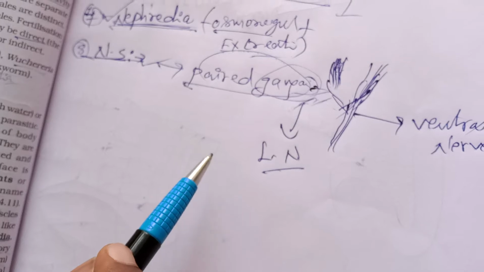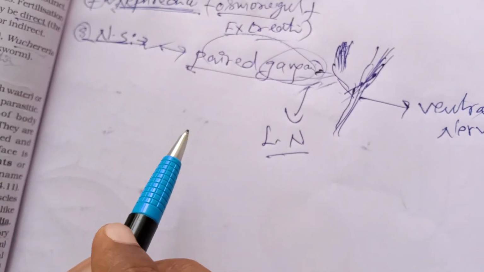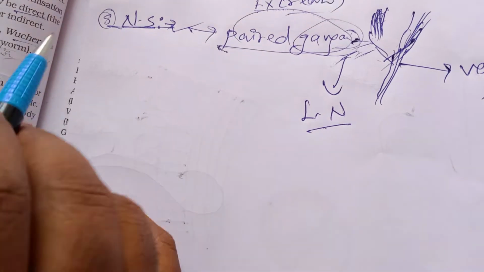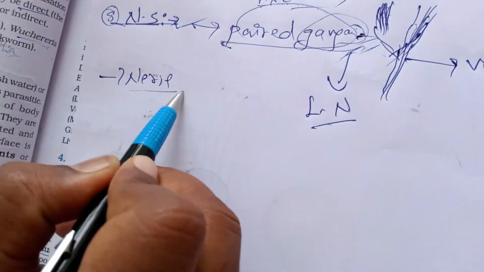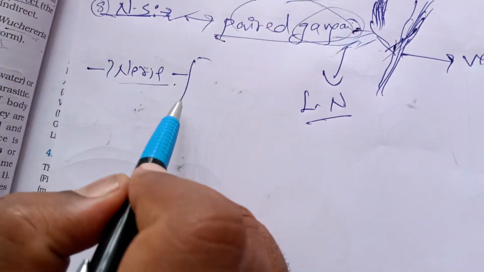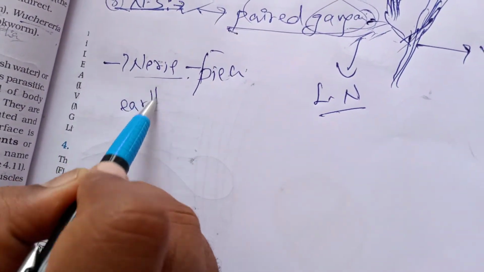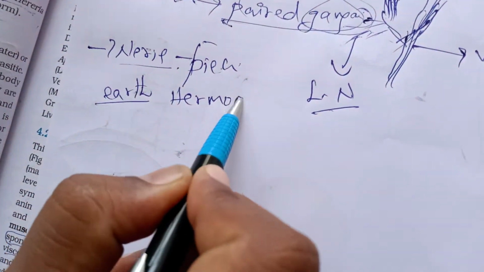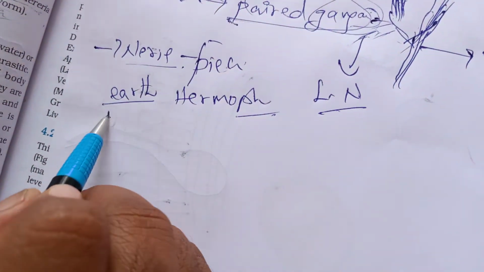Next, mostly these animals are dioecious forms, though some are hermaphrodites. Nereis is an example: aquatic and dioecious. Dioecious means unisexual. But earthworm is hermaphrodite, where both sexes are present. Earthworm is hermaphrodite, monoecious. Earthworm plus leech.